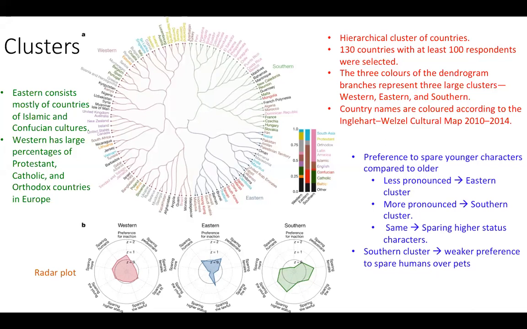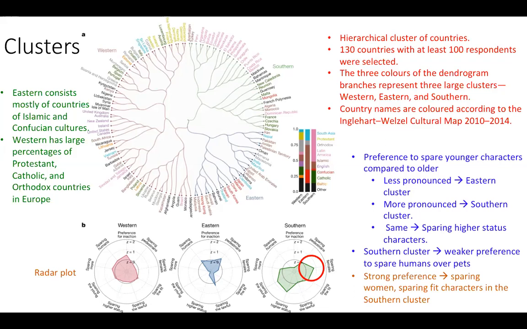There is a weaker preference to spare humans over pets in the Southern cluster. These are many European countries, and here pets are very, very coveted possessions, and therefore this observation, I would guess. And then as Kunal rightly pointed out, there are strong preferences in the Southern cluster to spare females as well as to spare fit characters. So these are very typical features of the Southern cluster.